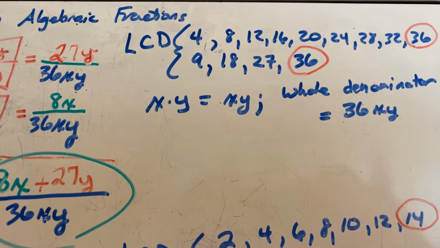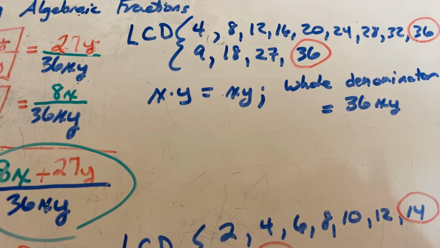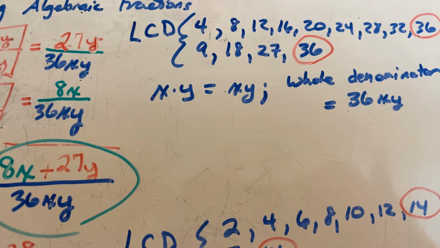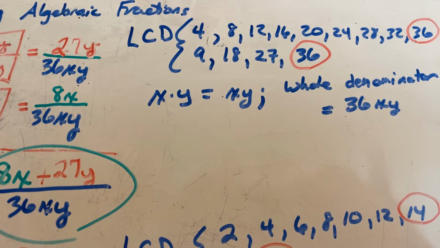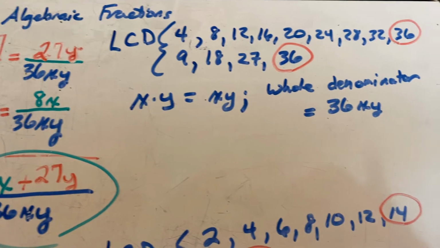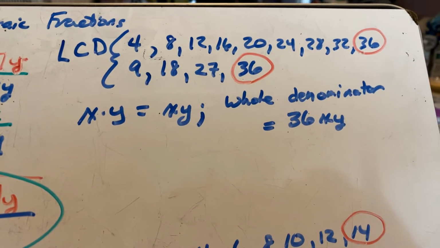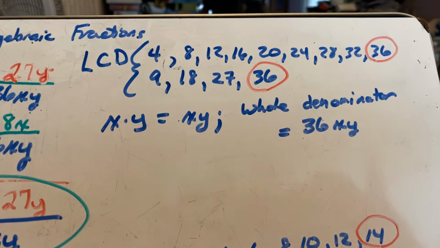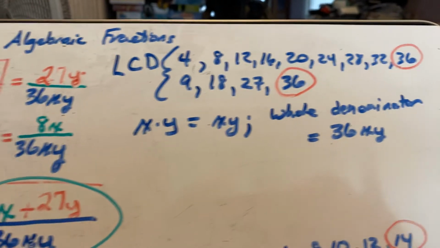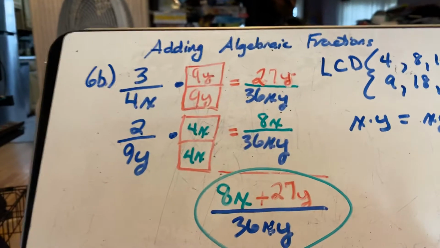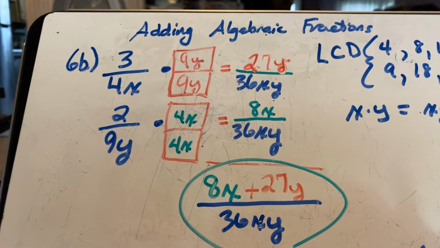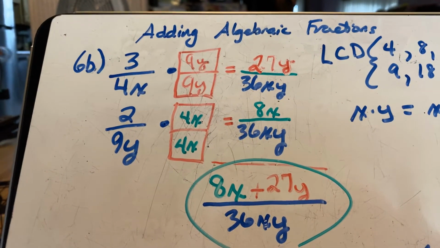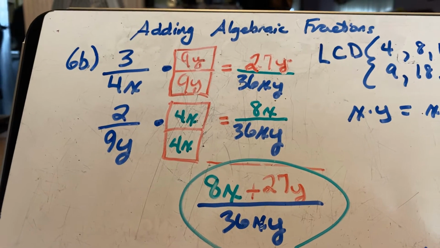Next, I have to look at the algebraic component. Well, I have an x and I have a y, so the least multiple I can possibly get is xy. So our whole least common denominator is 36xy. So let's go over here. I have 3 over 4x plus 2 over 9y given, and you're told to add these.